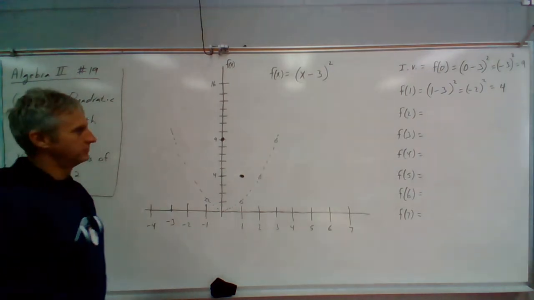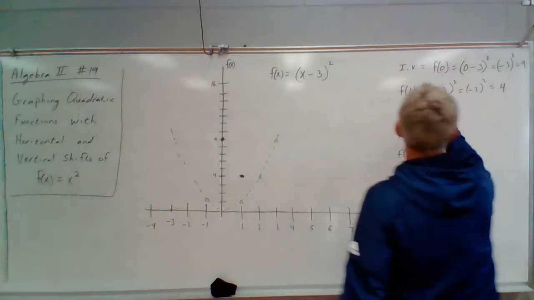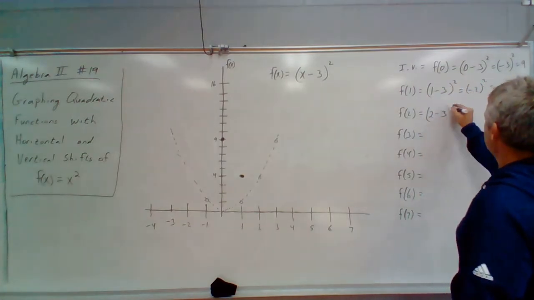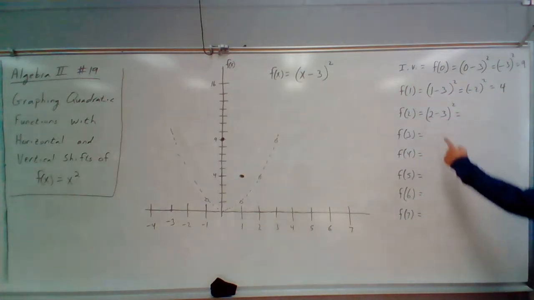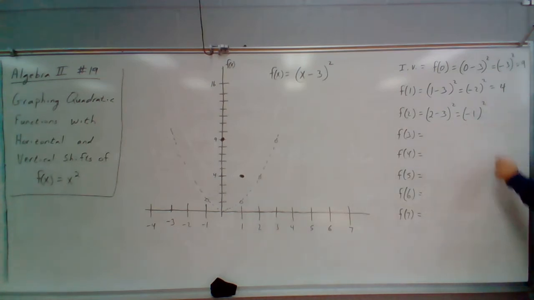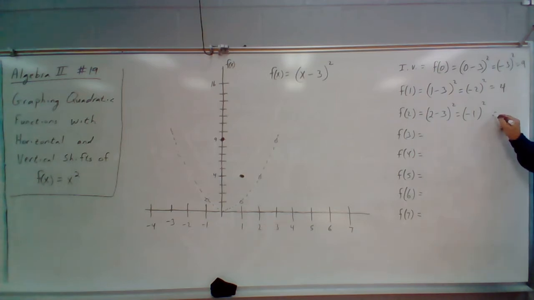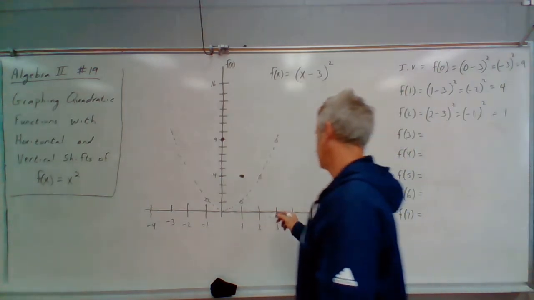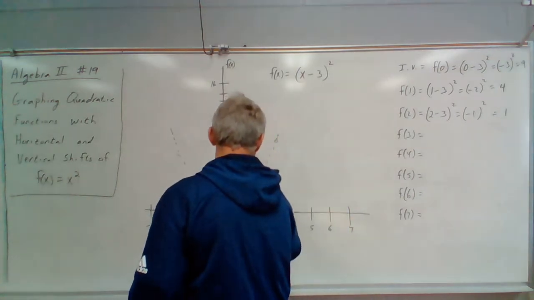And plug in a 2. So that would be 2 minus 3 squared. 2 minus 3 is negative 1 squared. Make sure that you've got the parentheses around the negative 1. Negative 1 squared is 1. So I plug in the 2, and I get a 1.